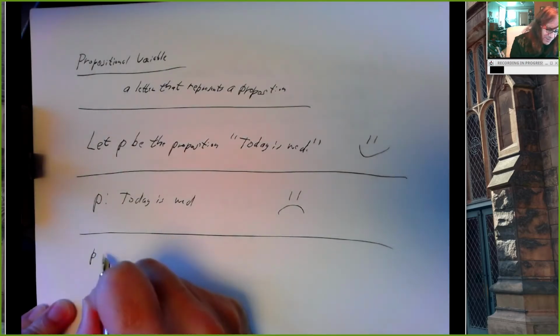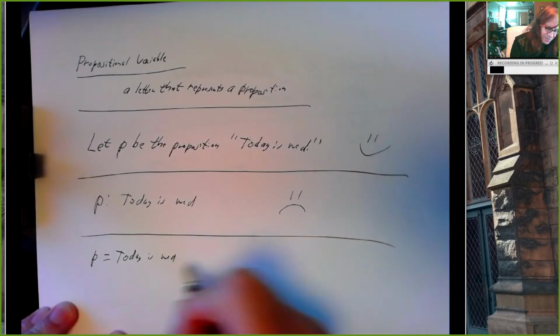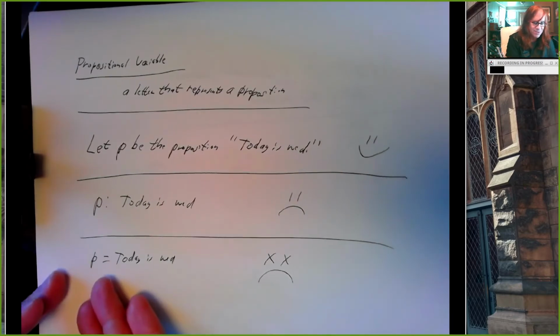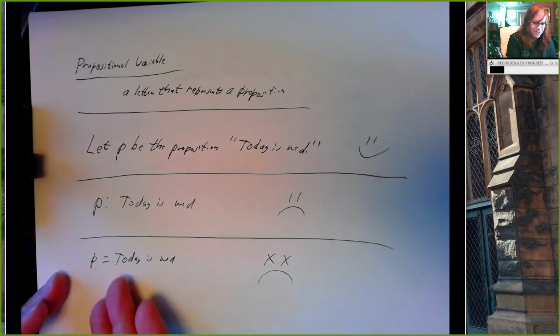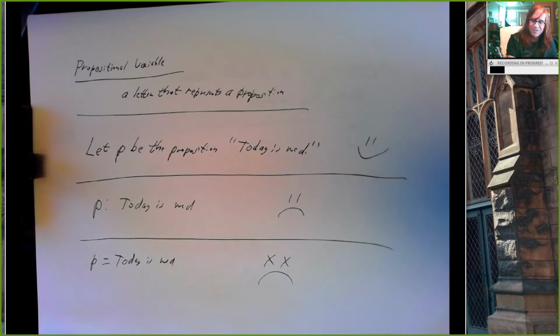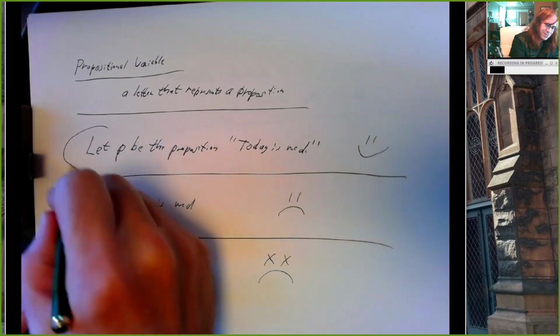And if you really want to bum me out, P equals today is Wednesday. That's a really quick path to a lot of troubles in a proof, because this is an arithmetic assignment statement. This is a propositional variable. This is a sentence. And this will almost always get you into trouble in a proof. So don't do this. Don't do this. Do this.